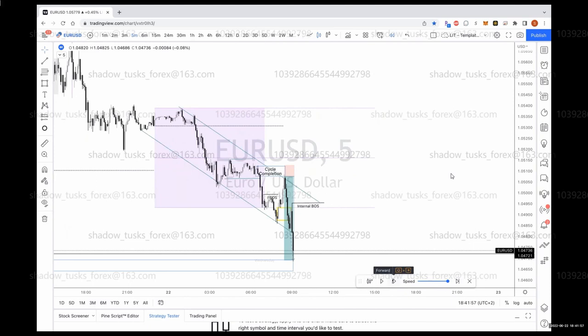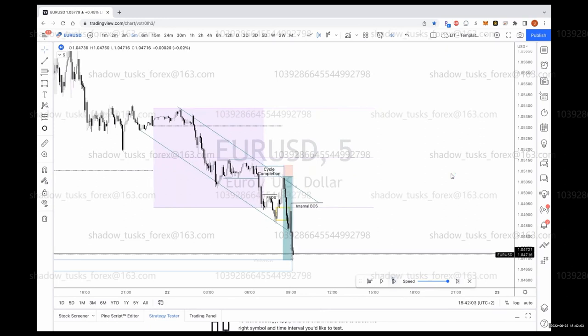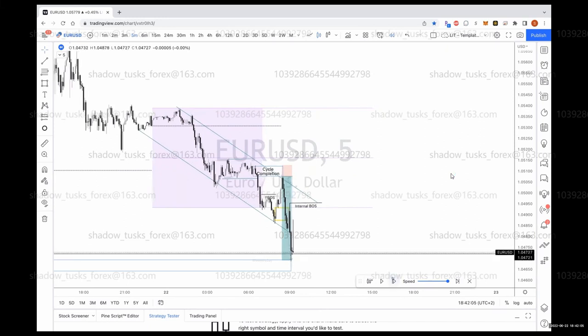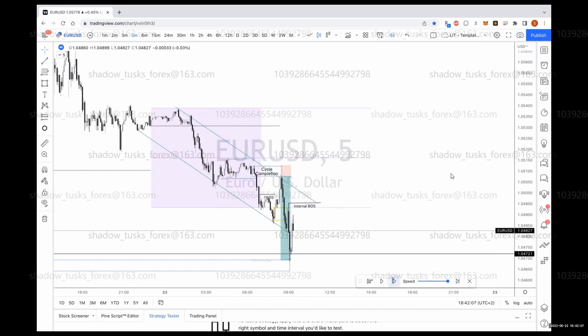Lovely stuff. Now, Sean, draw the internal breaker structure. Lovely. So what do we wait for? Internal breaker structure. There you go. So let's do it. That was the setup there.